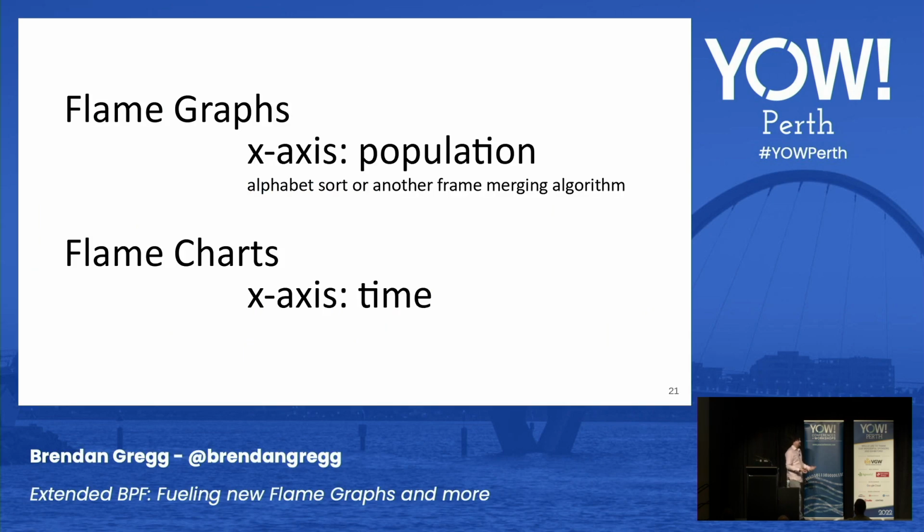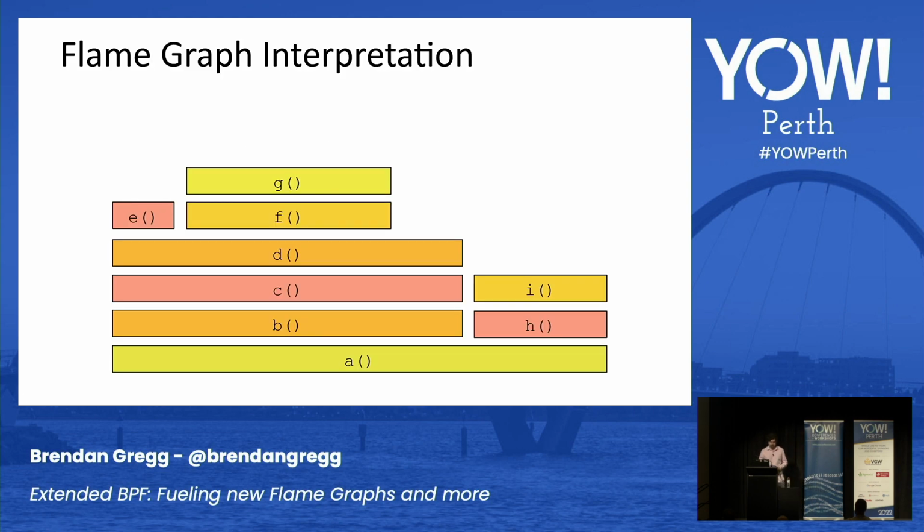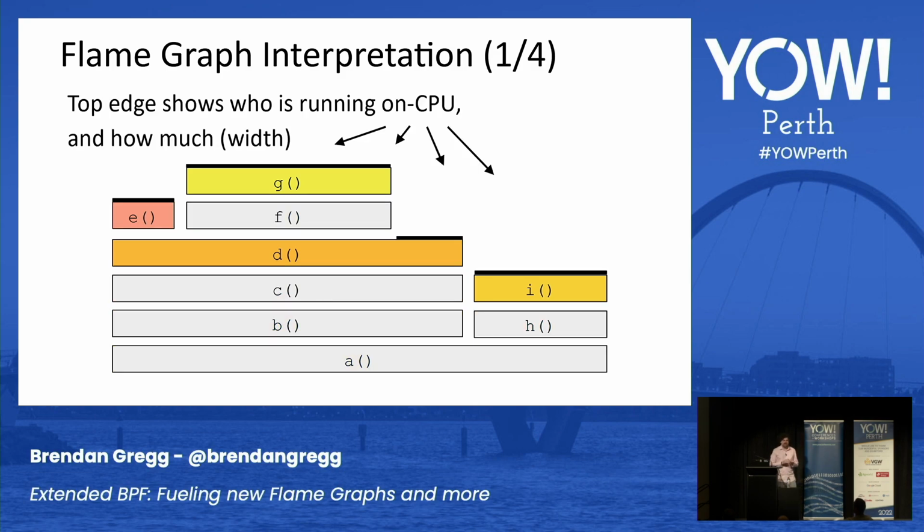So flame graphs: x-axis of the population, alphabet sort, could be another type of sort, like based on call site. Flame charts: x-axis is time. Just quickly, to go through flame graph interpretation, the top edge shows who is running on CPU and how much. So you can immediately compare the widths. And I look for plateaus because that's where the CPUs are spending most of their time, and that's where I can find optimizations.